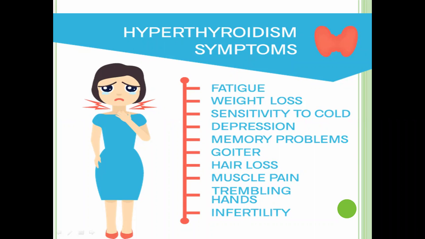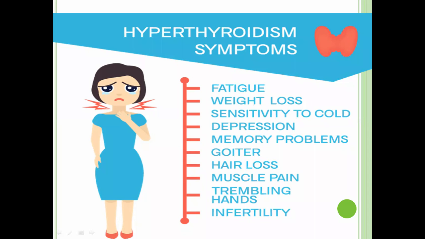What is meant by tremors? Tremors are a symptom observed in hyperthyroidism patients. It is a sudden involuntary movement of the body that is known as tremors. Then hypertension, palpitation.